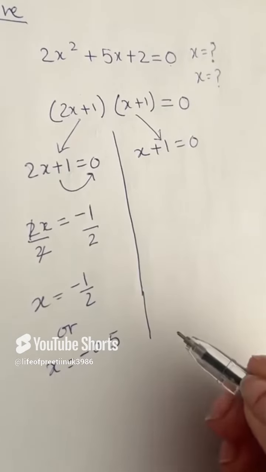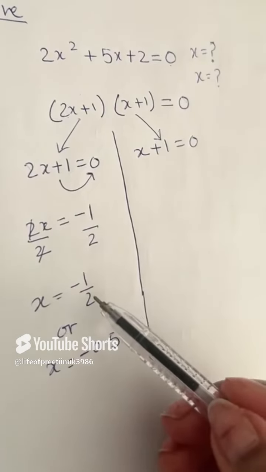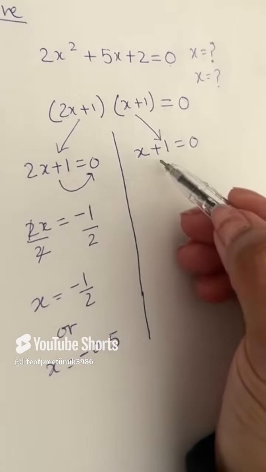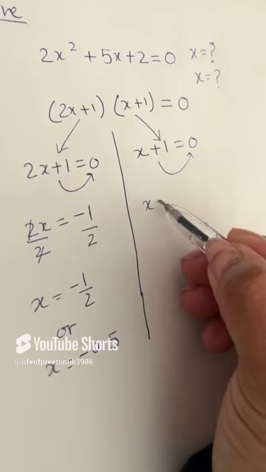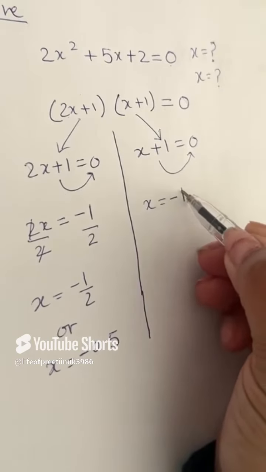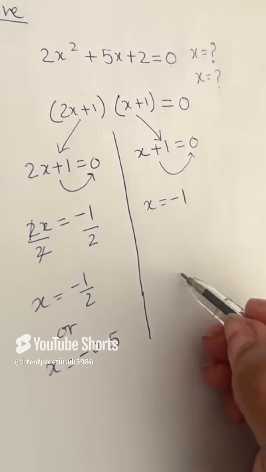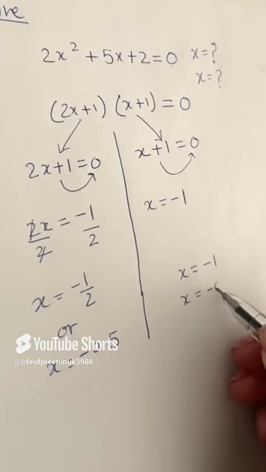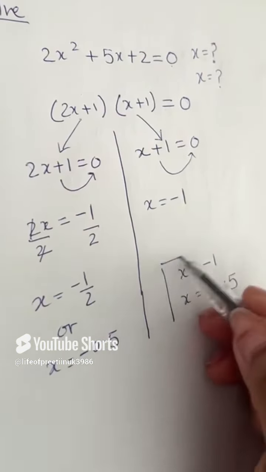It's entirely up to you if you want to leave your answer as a fraction or you want to leave your answer as a decimal. Now take your 1 to the other side, so x becomes equal to minus 1. My two answers are x equals minus 1 and x is equal to minus 0.5.